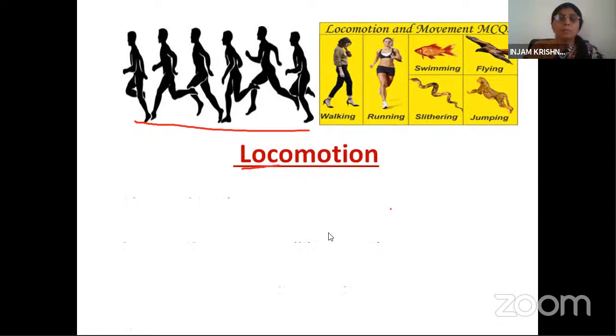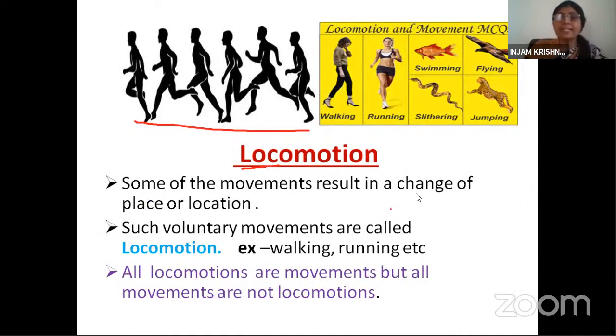Now, some of the movements result in a change of place or location. Such voluntary movements are called locomotion. Example, walking, running, etc. So, did you find the difference between movement and locomotion? Yes, there is a big difference. But in general sense, everyone uses movement only because they don't have such a kind of critical analysis. That's why I stressed here the difference between movement and locomotion. All locomotions are movements, but all movements are not locomotions. Yes, you can find that essence, isn't it?